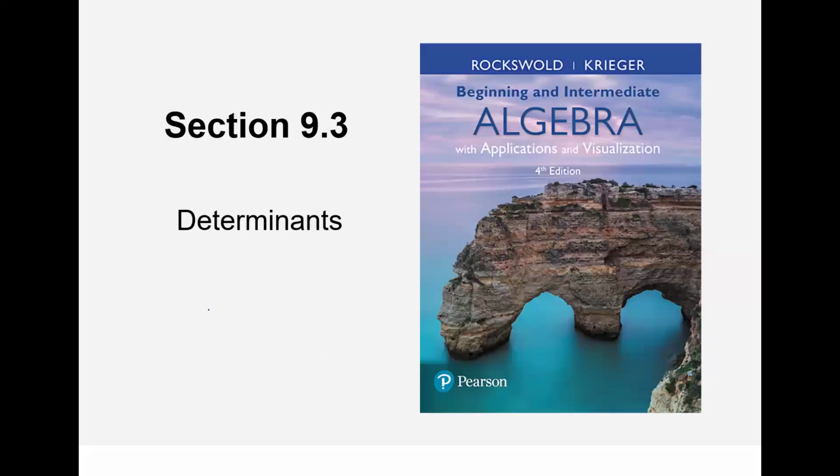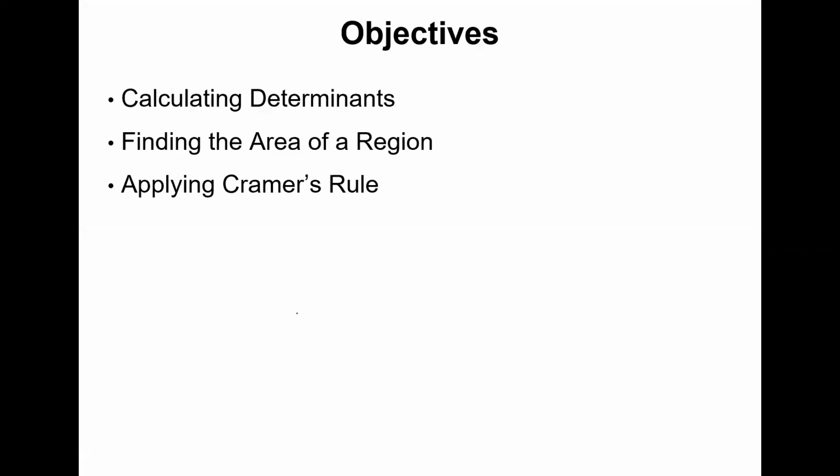All right, welcome to section 9.3 on determinants. So our objectives here are calculating determinants, finding the area of a region, and applying Cramer's rule.